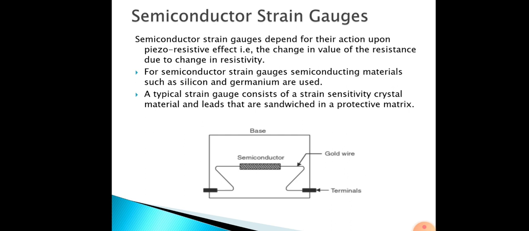Then next one, advantages. This gauge has a high gauge factor, and excellent hysteresis characteristics. These gauges can be very small, ranging in length from 0.7 to 7 mm. Okay, disadvantages. The major and serious disadvantage is that these gauges are very sensitive to change in temperature. Linearity of these gauges is poor. Okay, the next one is what?